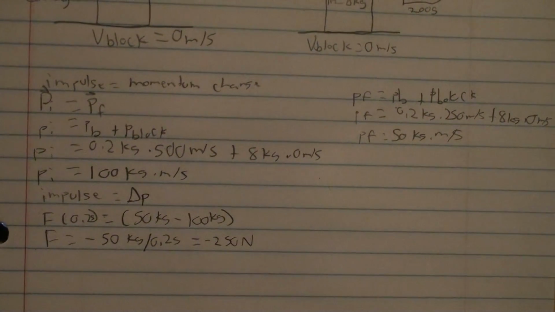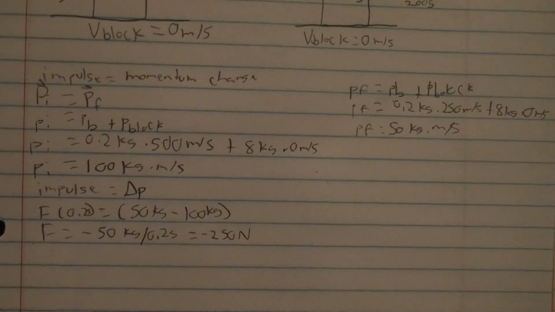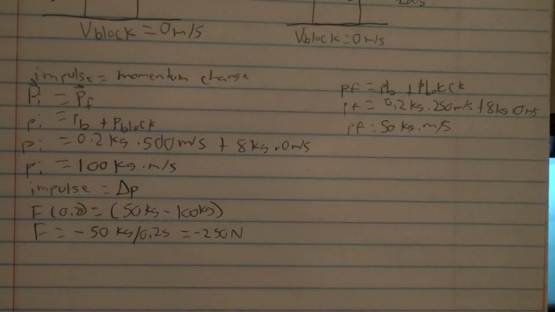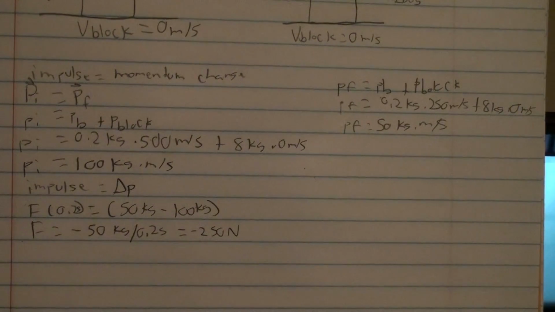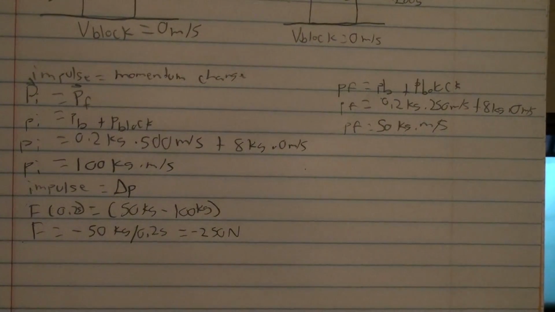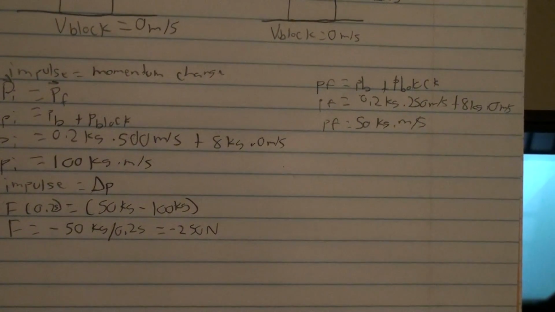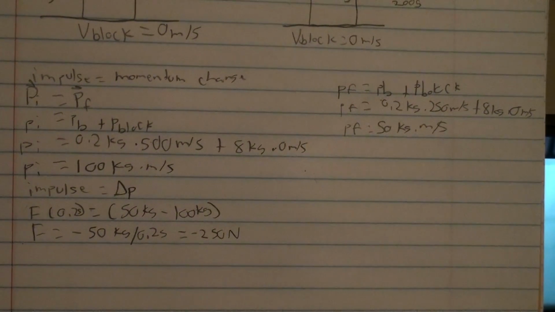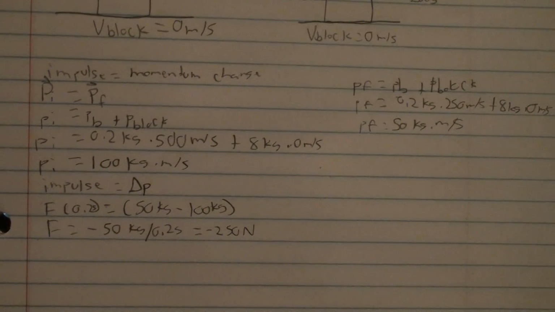And all I did was plug in my values here for that, and I get that the initial momentum is 100 kilograms times meters per second. And I do the same thing to find the final momentum using my equation of the momentum of the bullet plus the momentum of the block. And I get that the final momentum is equal to 0.2 kilograms times 250 meters per second plus 8 kilograms times 0 meters per second. And I get this out to be 50 kilograms times meters per second.